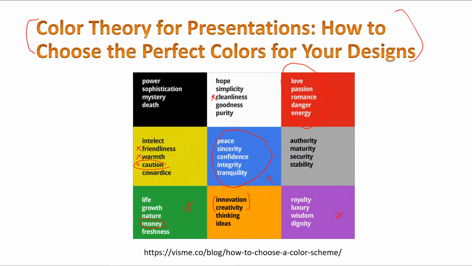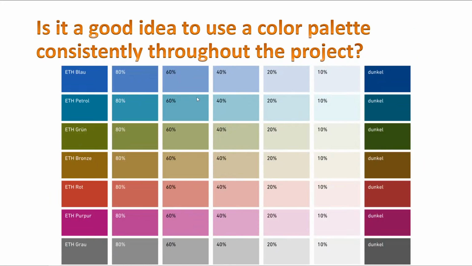Cowardice, intellect, like you're smart or something. It could also signify decay, because when plants die they go from green to yellow. But it depends. Different cultures could mean different things. So it is a good idea to use a color palette consistently throughout your project.